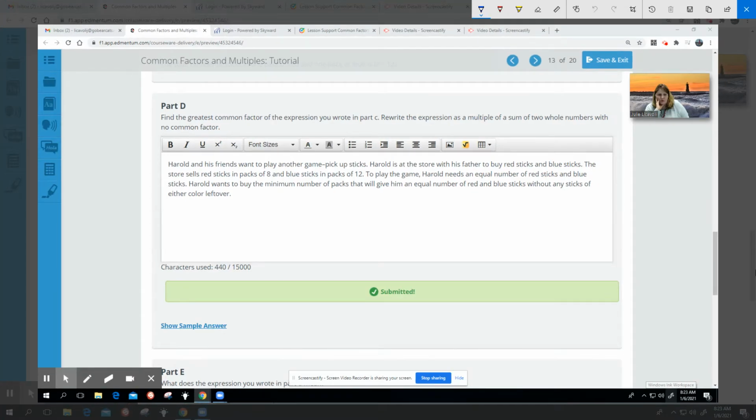Okay, so this says Harold and his friend, find the greatest common factor of the expression you wrote in part C. So in part C, we wrote the expression 8 plus 12. Rewrite the expression as, first we need to find the greatest common factor, and then we're going to rewrite the expression as a multiple of a sum of two whole numbers with no common factor, meaning that we're going to use that reverse distributive property to factor out the greatest common factor.